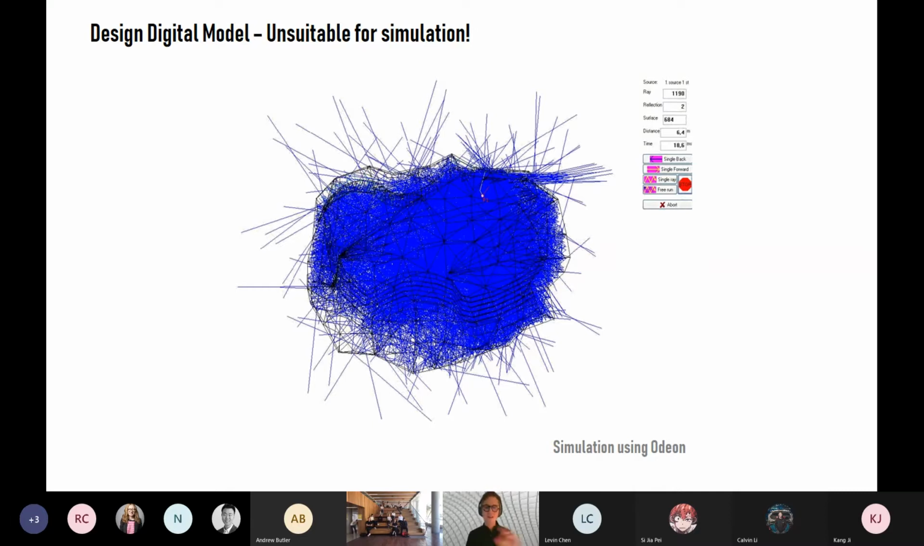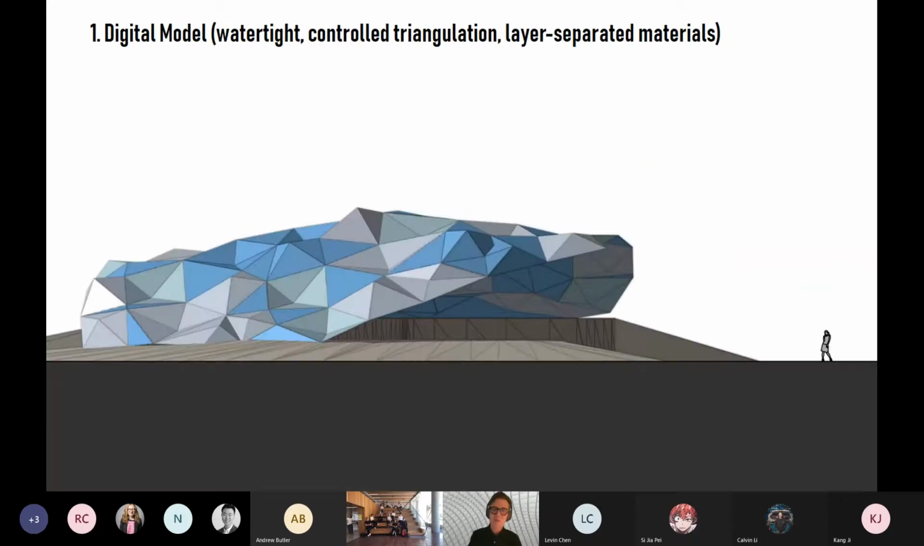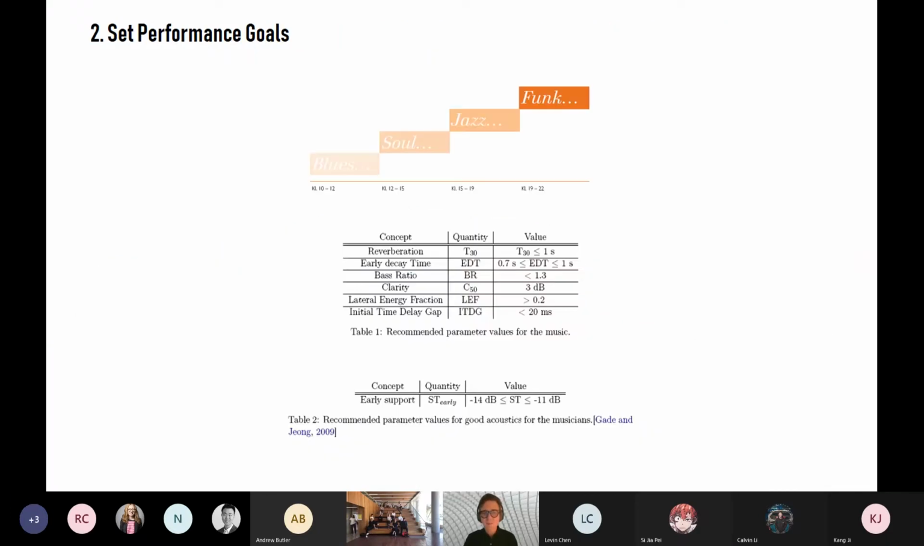And so the models that we were getting from the designers were completely unsuitable for simulation. One of the first steps is to develop an appropriate, performance-appropriate design model, i.e. watertight with controlled triangulation and having these layer separated materials. The second thing to do is just to understand where you want to go with this, right?